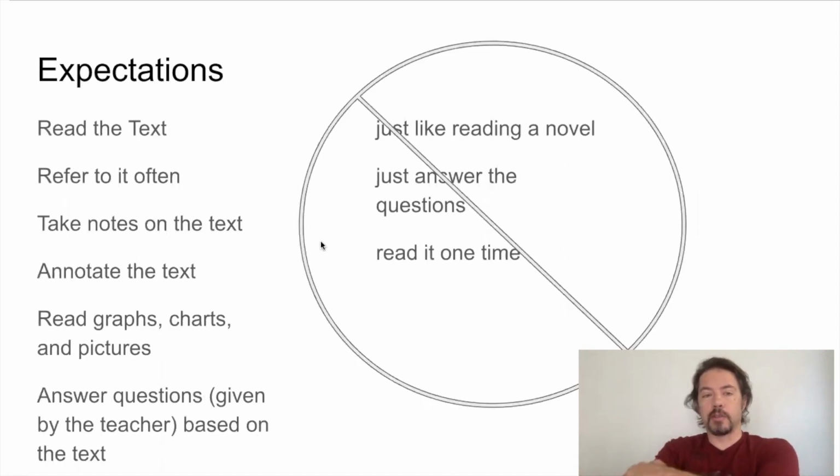Our expectations. We expect you to actually read the text. We expect you to refer to it often. Take notes on the text. We're going to talk more in detail about that in a second, but you're actually going to take notes on the text. Eventually, we're going to learn how to annotate the text with digital tools. You should be reading graphs, charts, and pictures. So the pictures aren't there just to make the textbook look pretty. They're generally there to emphasize a point or to explain something that might be hard to understand. So you need to read all of those.